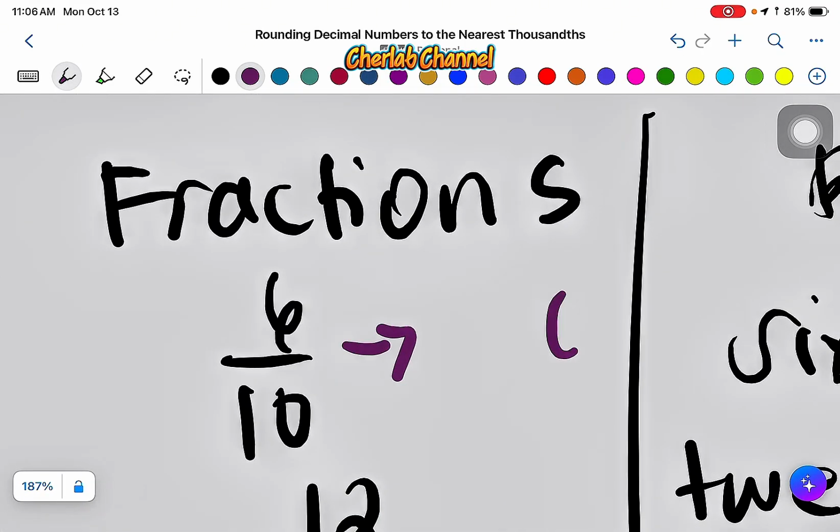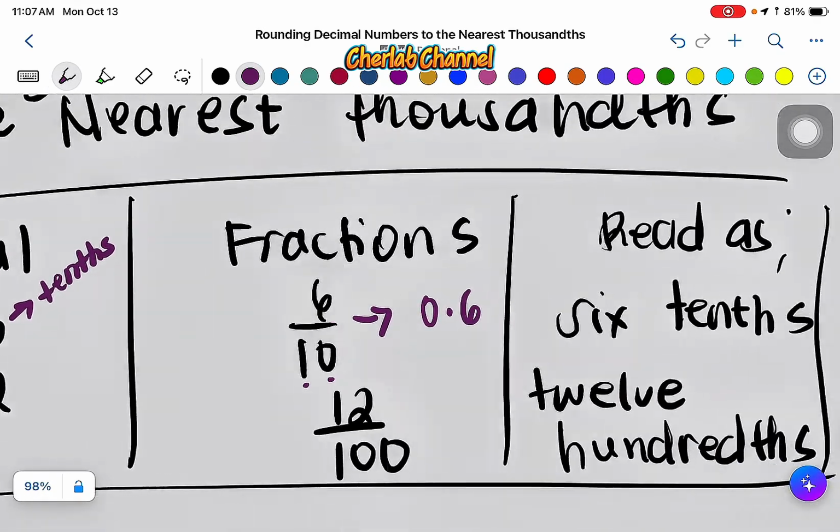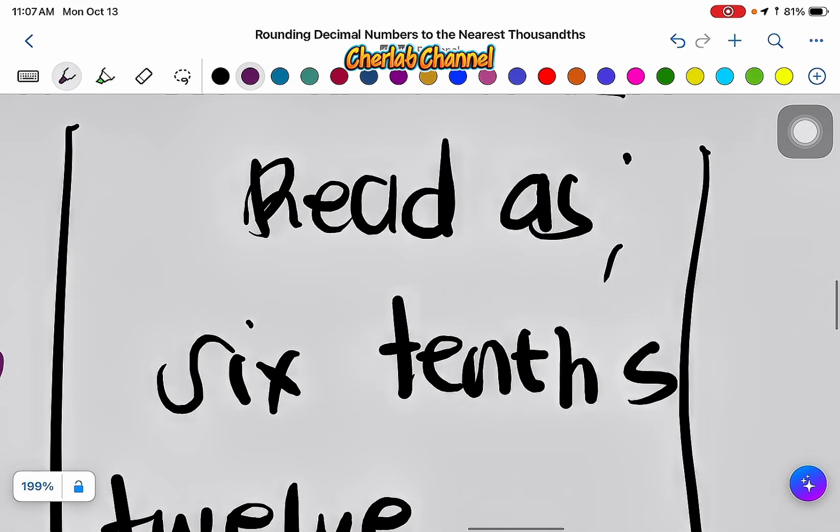So 6 is a whole number. Now, given that there's a denominator of 10, that would mean 1 movement. So 1. One movement of the decimal point from the right, isang talon. So meaning, yung decimal point natin ay nasa gitna. 0.6 will be read as 6 tenths.